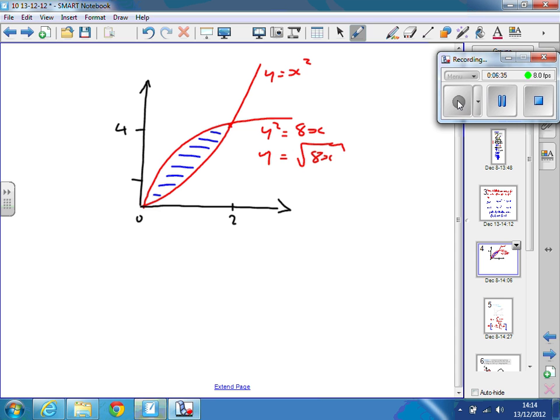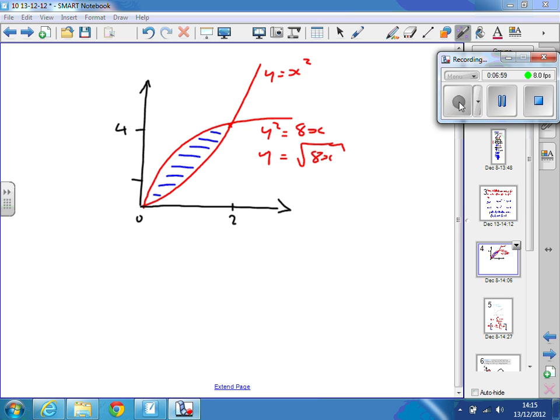And so the curves will look a bit like this: y equals x squared curve, and y squared equals 8x, or y equals the square root of 8x, will be this curve here. So now we just need to integrate between the limits of 0 and 2.